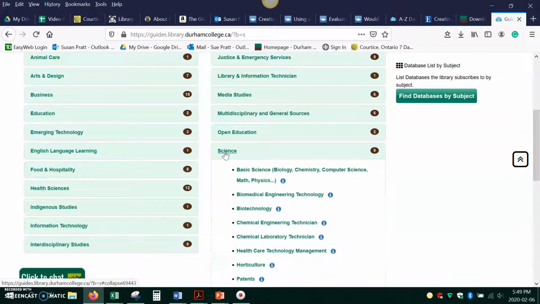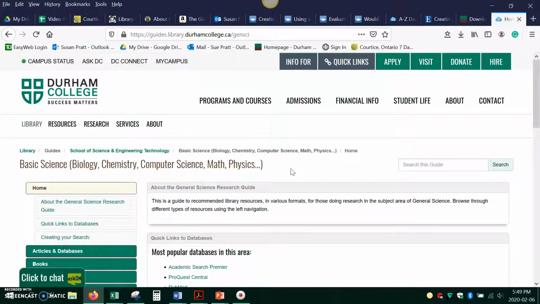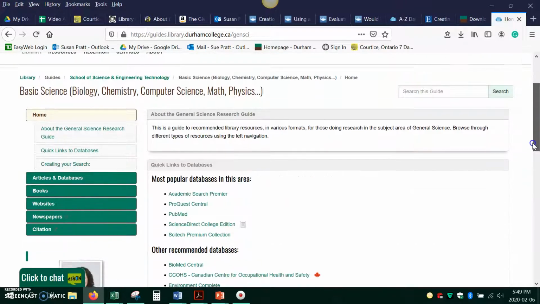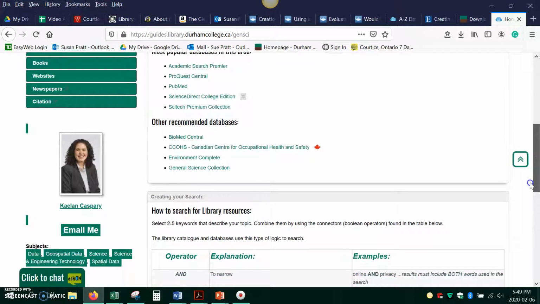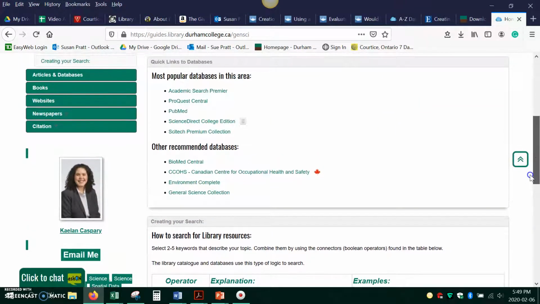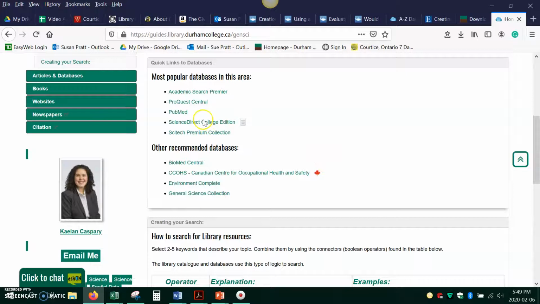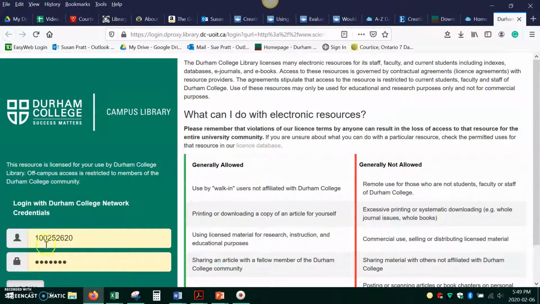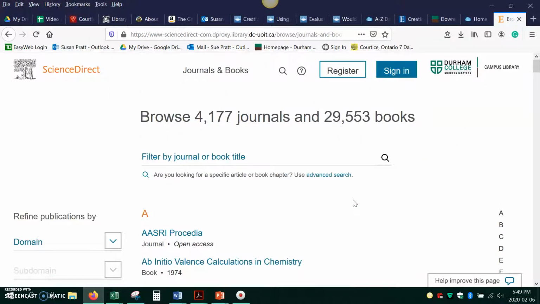So we clicked on science, and that was a biology topic. We clicked biology, and then we looked at the databases, and we selected Science Direct. That was the one we used. And then you logged in. And remember, this is a database of books, articles, and other resources.